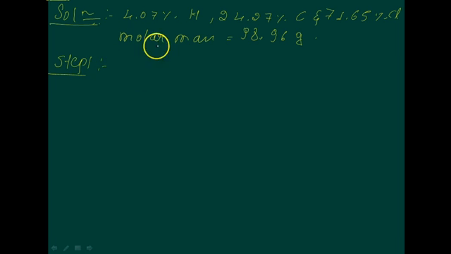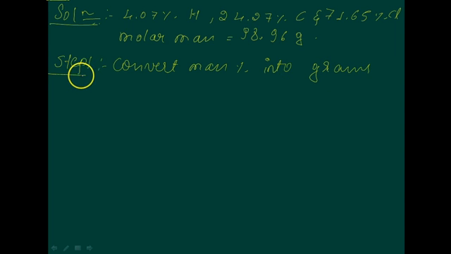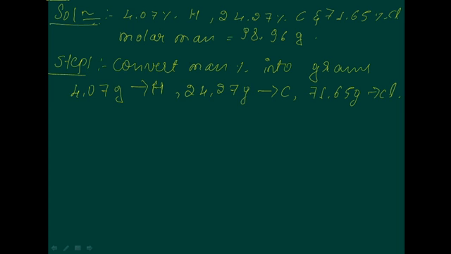Step 1, conversion of mass percentage to grams. Since we have mass percent, it is convenient to use 100 gram of compound as the starting material. Thus in the 100 gram sample of the above compound, 4.07 gram of hydrogen is present, 24.27 gram of carbon is present, and 71.65 gram of chlorine is present. So convert the mass percentage into grams. Next, step 2.